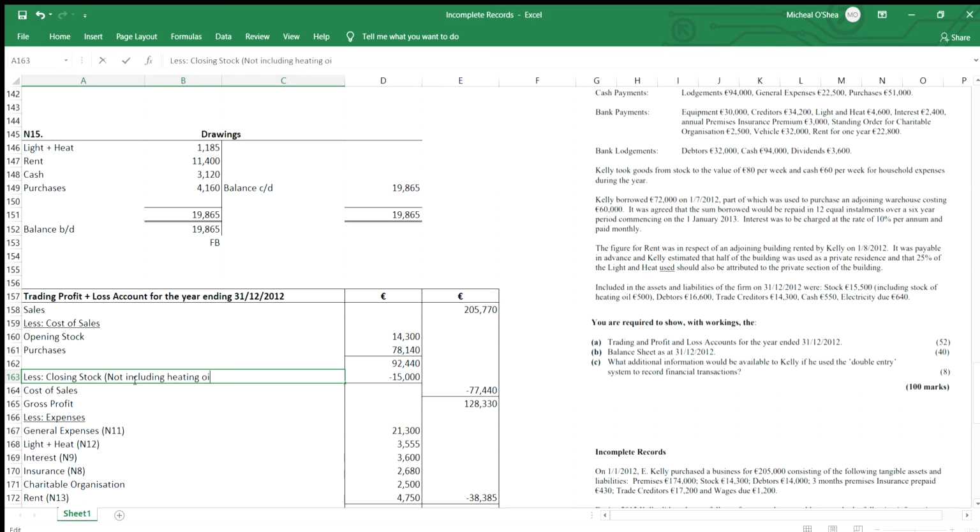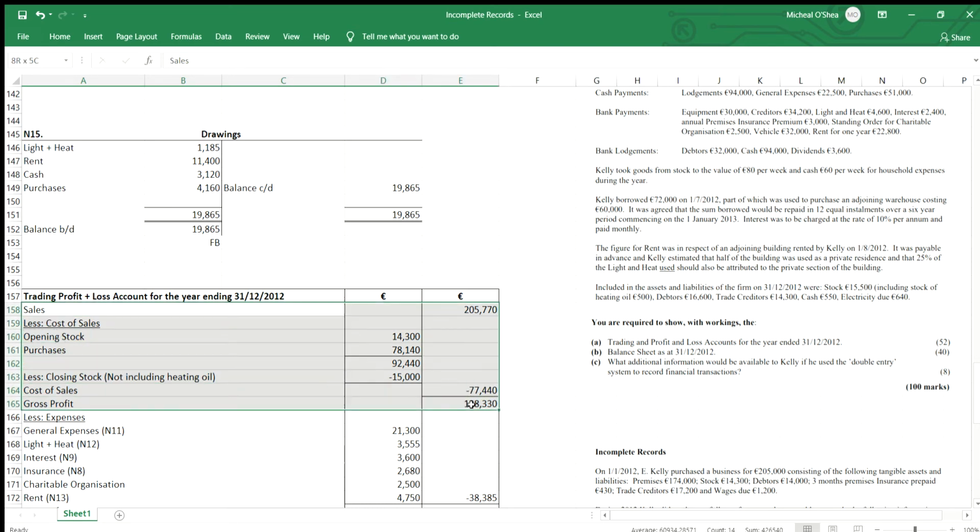heating oil. Why? Because this first section here is the trading part. I have my trading profit and loss. This is to do with trading. So when I'm looking at trading, I'm basically looking at all of the stuff we buy as our purchases, and then we look at it, okay, this is how much we paid to buy it, this is how much we made when we sell it. Are we making a profit or not?